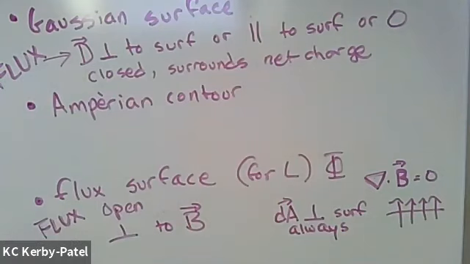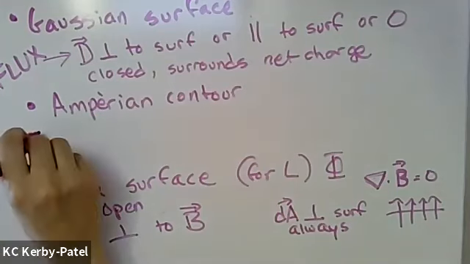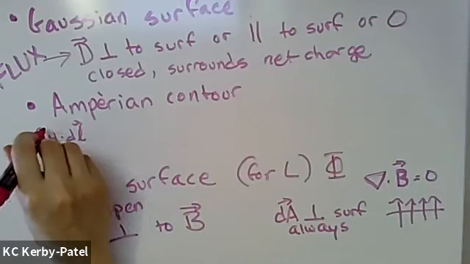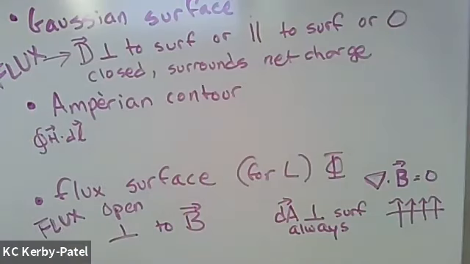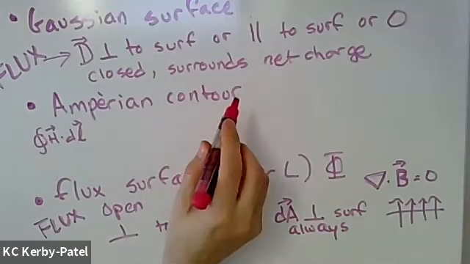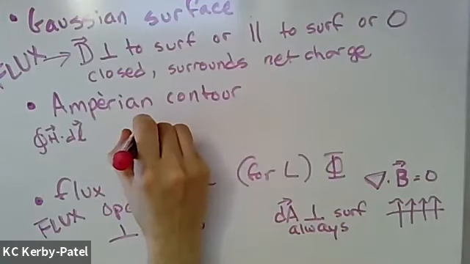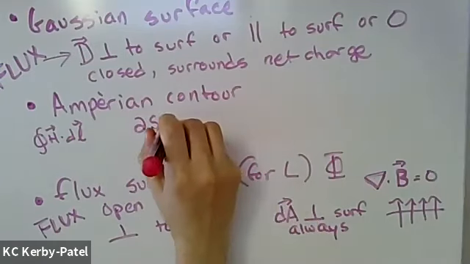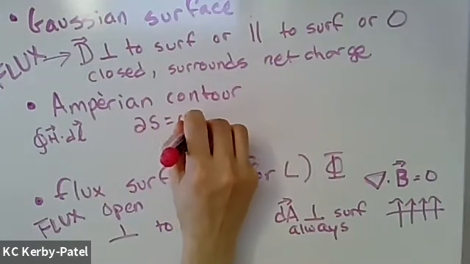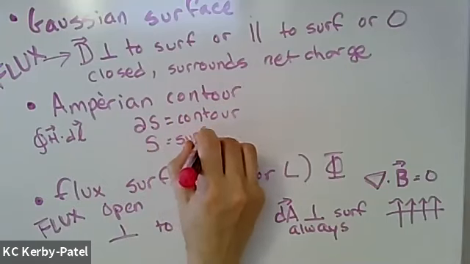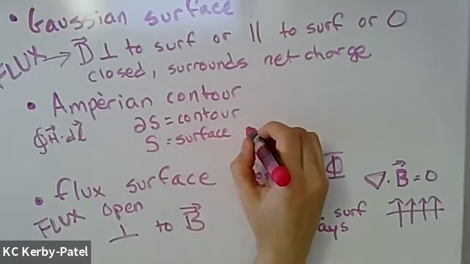On the other hand, the Amperian contour, not a flux integral, it's a contour integral, right? We're going to do the integral of H dot dl. So what you want is the contour. I'm going to write it as partial S. That's the contour. S is the surface that's bounded by the contour.